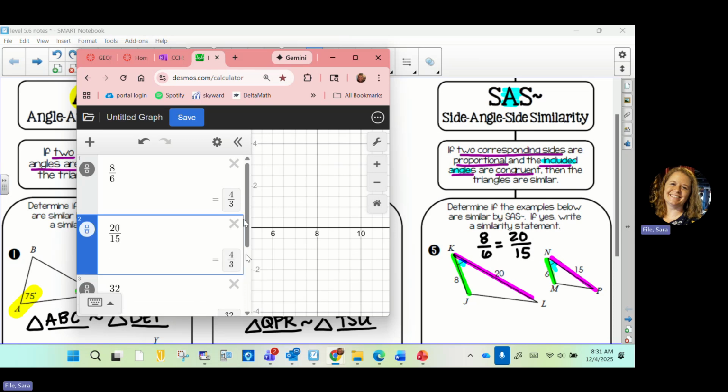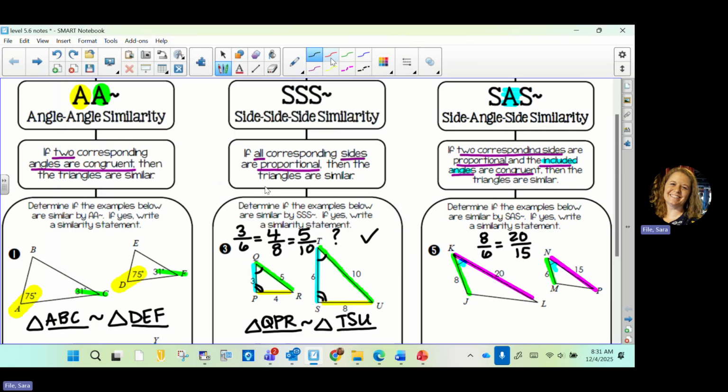I see they are proportional, right? So yes, the two sides are proportional and we have the included angle. So these triangles are similar. So now I can write my similarity statement.